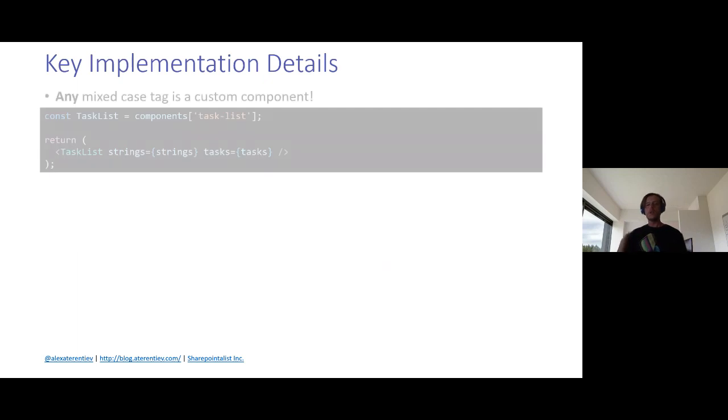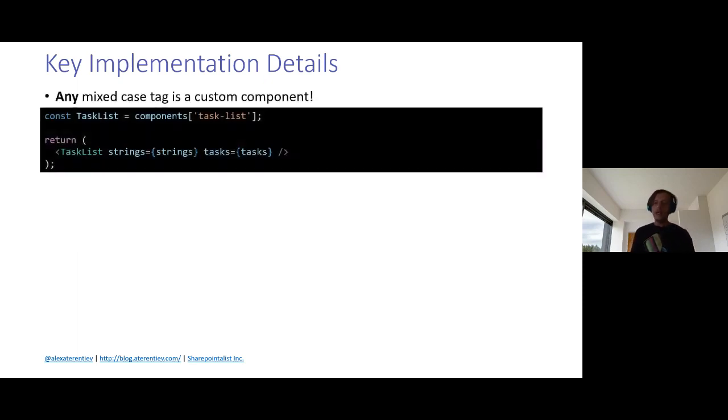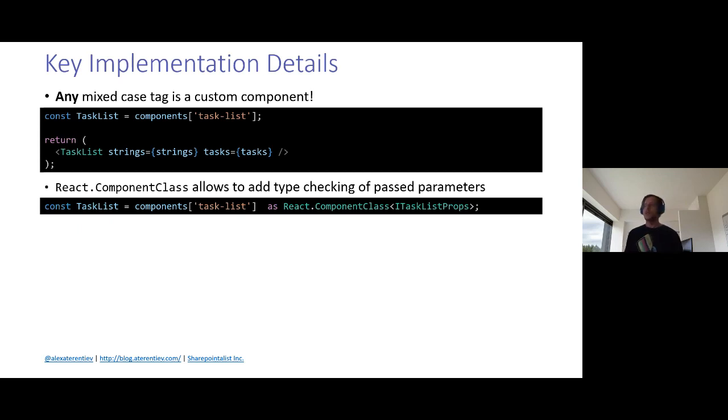I want to provide some implementation details before we jump to the demo and write some code. First of all, as I mentioned, any mixed case tag is a custom component in React. It means that we can define some uppercase variable and use it as a tag, which is really cool. React also provides us with the React.Component class interface. This interface allows you to specify the type of props that will be passed to your React component, and because of that, you will have type checking inside your TypeScript.